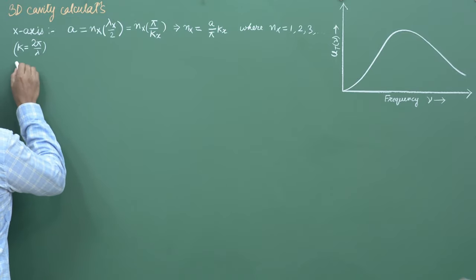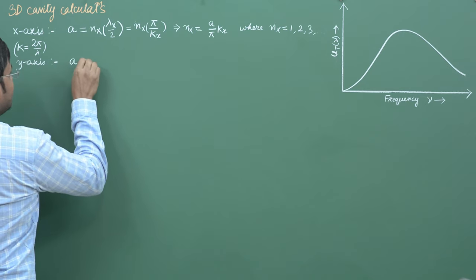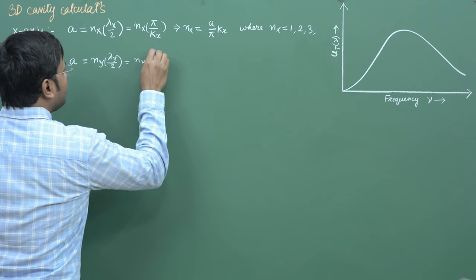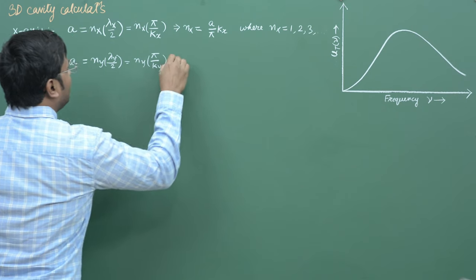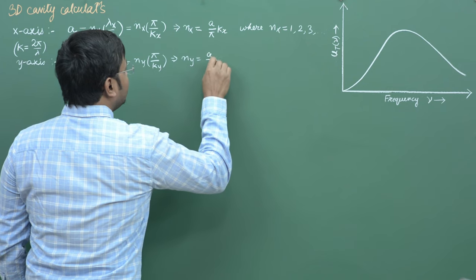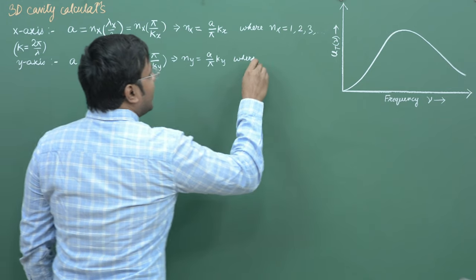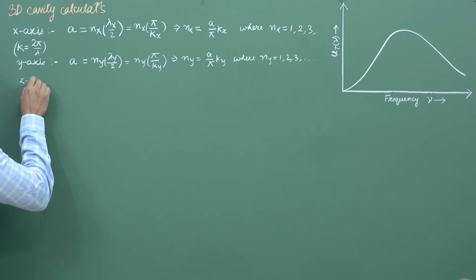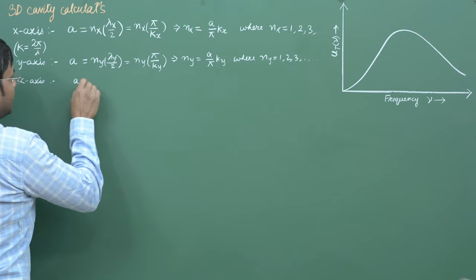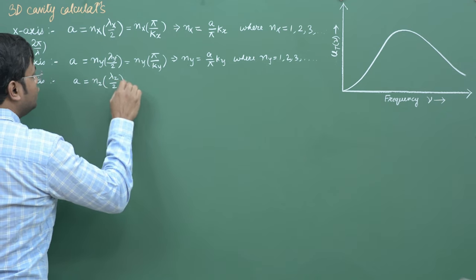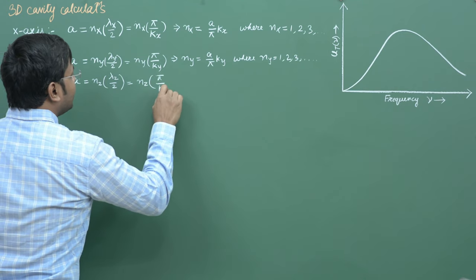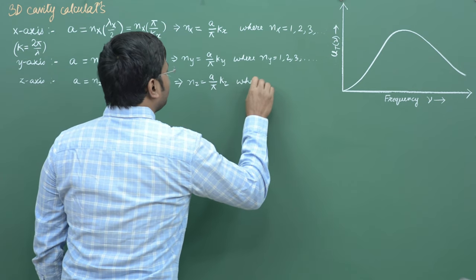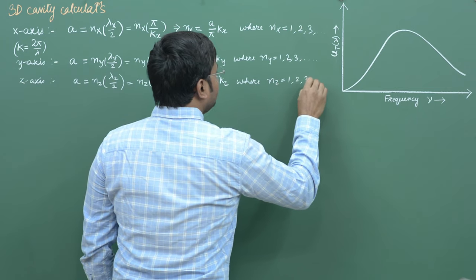Similarly, I can have a similar calculation for the y-axis. For the y-axis, we will have again the same dimension, a is equal to ny lambda y upon 2, which is equal to ny pi upon ky. Hence, we will have ny is equal to a upon pi ky, where ny is equal to 1, 2, 3, and all the integers. And lastly, we will have the z axis, along which we will have again a similar condition. a is equal to nz lambda z upon 2, which is equal to nz pi upon kz, or we can say that nz is equal to a upon pi kz, where nz is equal to 1, 2, 3, and all the integers.